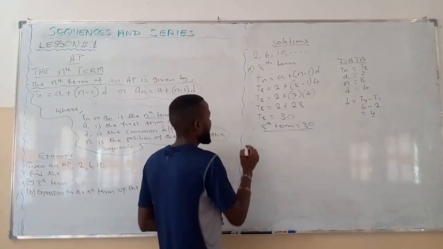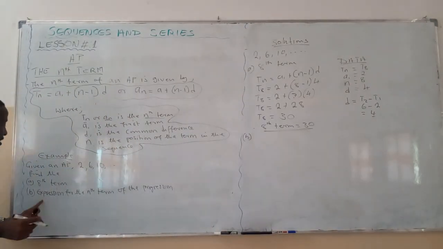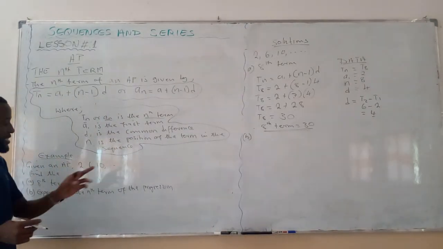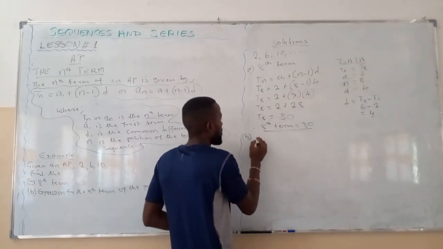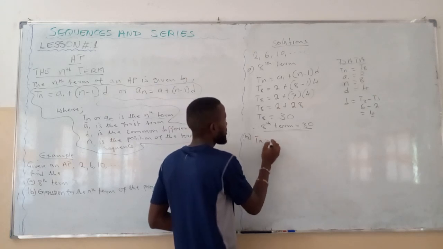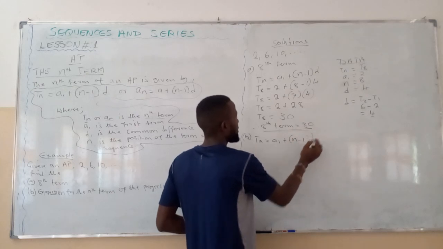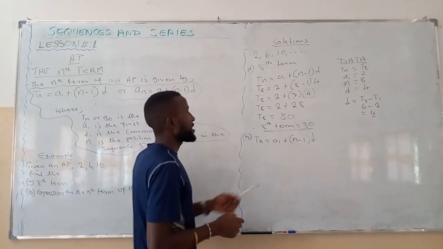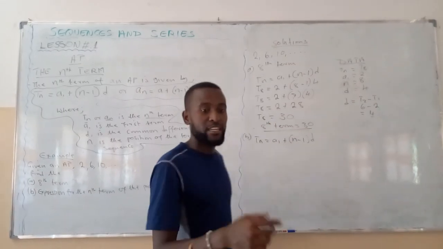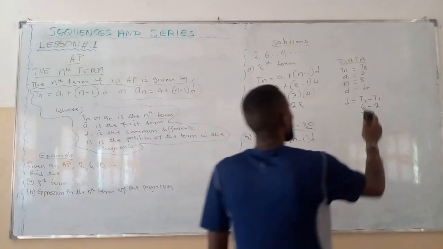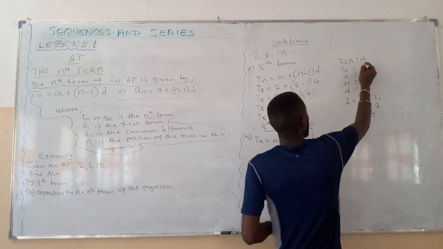Okay, now after finding the 80th term, let us go to B. They are saying that we should find the expression for the nth term. So the expression for the nth term, we are going to write the same formula. We are going to say Tn is equal to A1 plus n minus 1 d. Okay, so we already have the data here. So in other words, here now they are simply telling us that we don't have the 10 in this one. We leave it blank here.